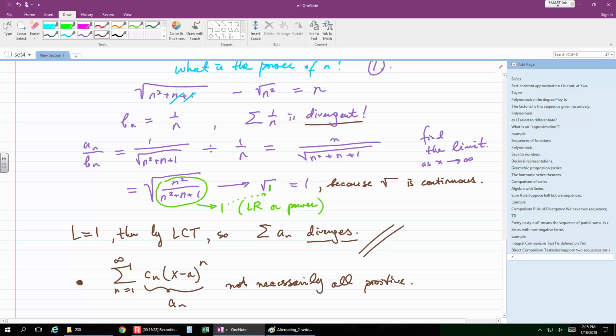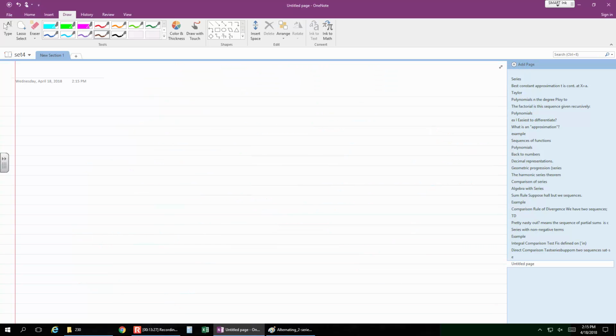To begin with, here's one example: a series that has various terms, not necessarily positive. The typical example of that is an alternating series. Not all series are either all positive or alternating, but this is a good example. So one is this, -1 to the n.